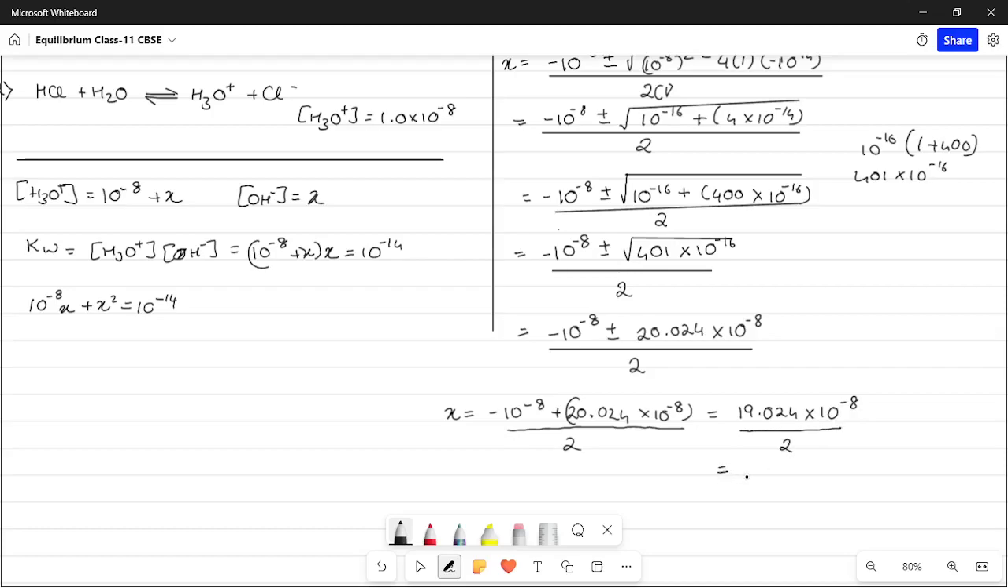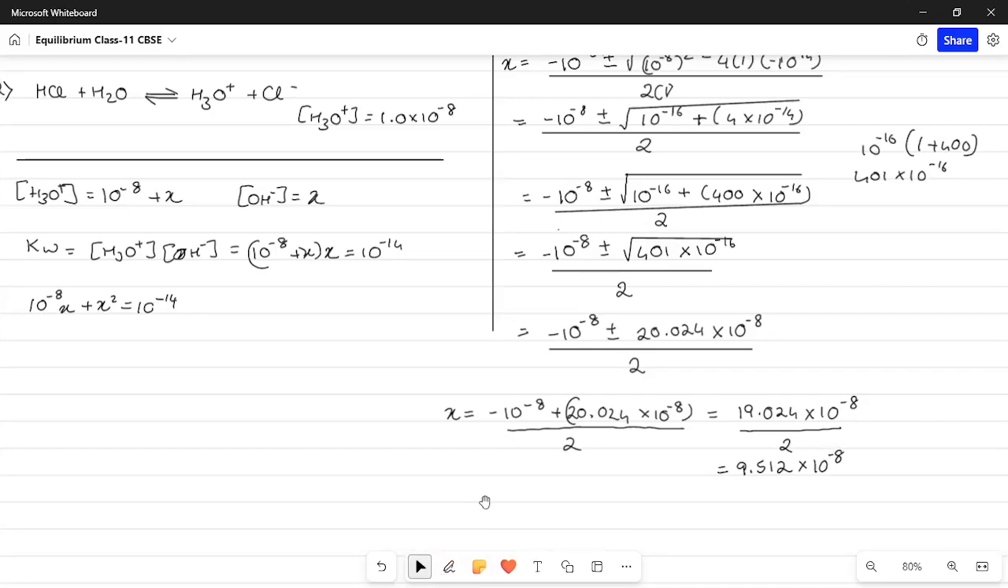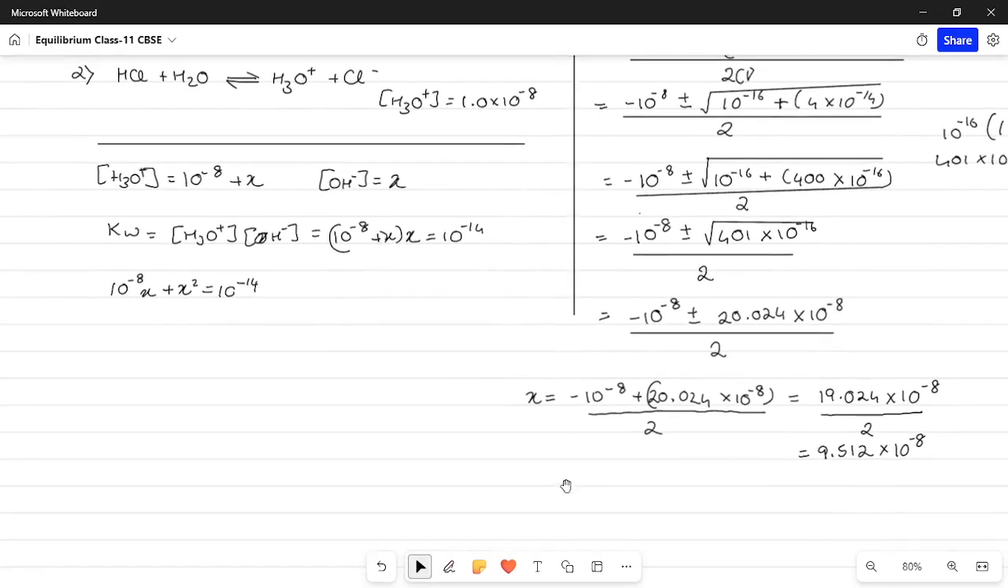And this is equal to 9.512 into 10 to the power minus 8. Now this is the concentration of the OH minus ion, because over here if you notice we considered the concentration of OH minus to be equal to X, and we've gotten the concentration of OH minus, which is equal to 9.512 into 10 to the power minus 8. So this is the OH minus ion's concentration.